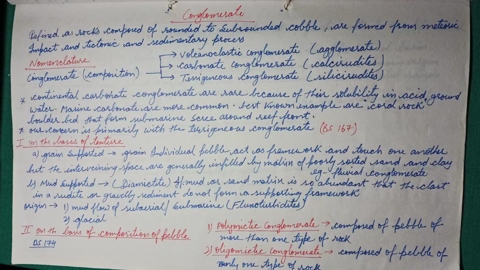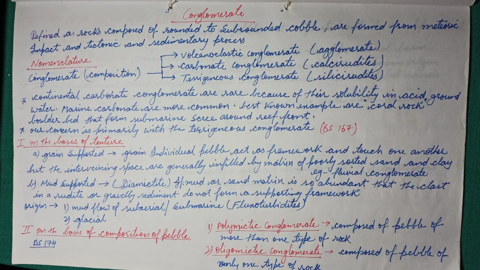Defined as rock composed of rounded to sub-rounded cobbles. You have read earlier about cobble. What is the size of cobble? 256 to 64 millimeters. This is the size of cobble.